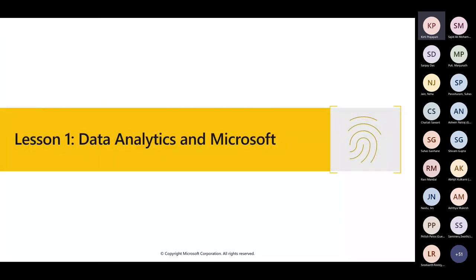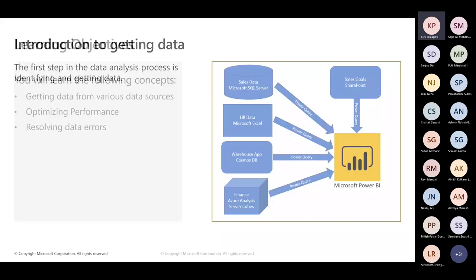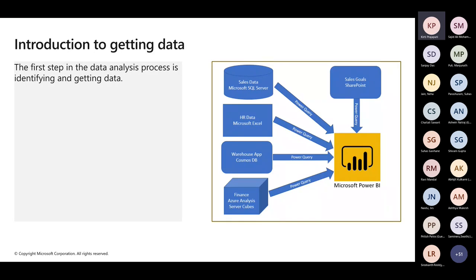Let's see how data analytics and Microsoft work together. Here we'll see getting data from various data sources, optimizing performance, and resolving errors. For example, most of us work for a company where you are required to build Microsoft Power BI reports, and the data resides in several different databases and files. These data repositories are different from each other. For example, some are coming from Microsoft SQL Server, and some are in Microsoft Excel, but all the information is just data. We are only concerned with the data, not where it is coming from.